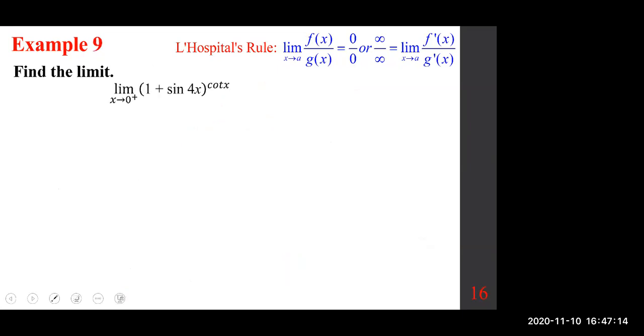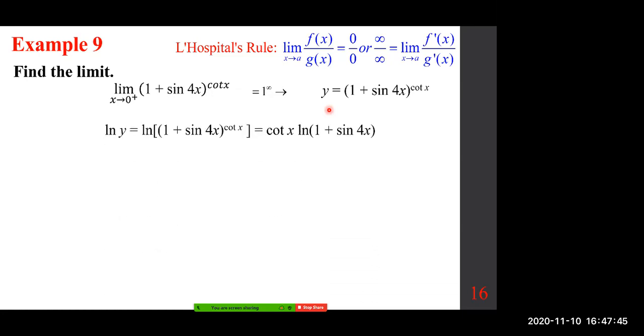All right. If we plug in 0, the base becomes 1 because this is 0, okay? And cotangent is infinity, so we have 1 to the power of infinity. And we're going to go through the same process. We're going to call this expression y. And I take the natural log of this, so cotangent becomes the coefficient. So ln of y is cotangent x, ln of 1 plus sine 4x.